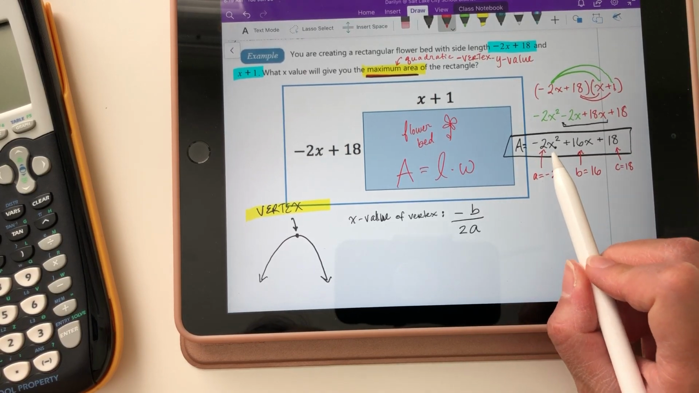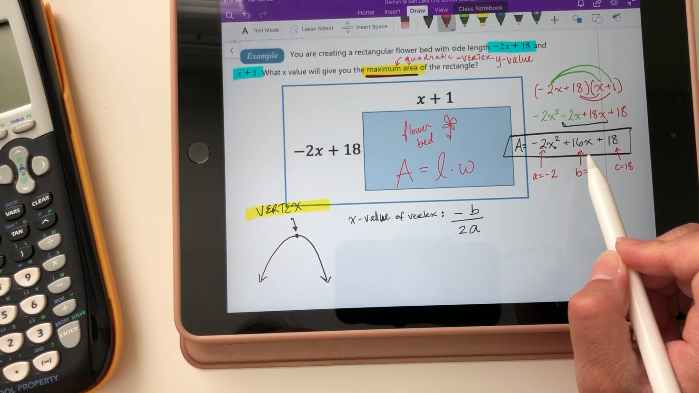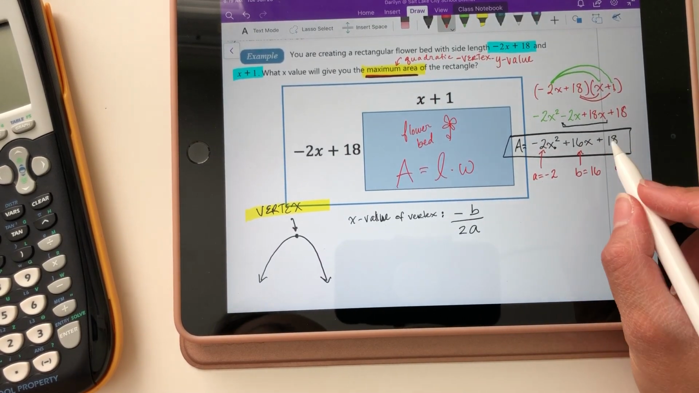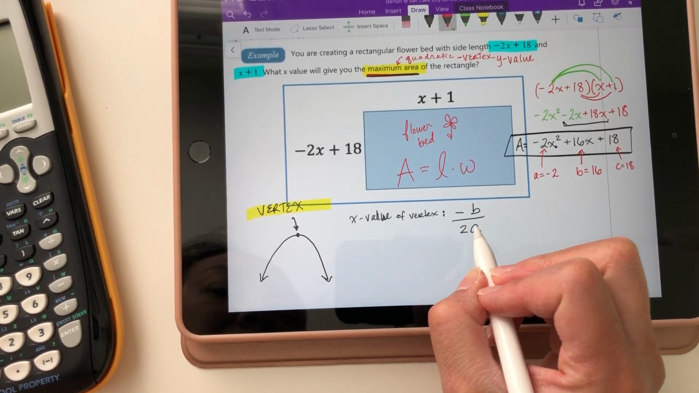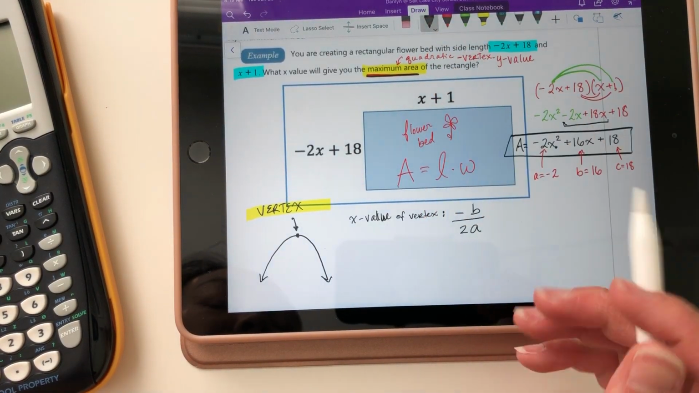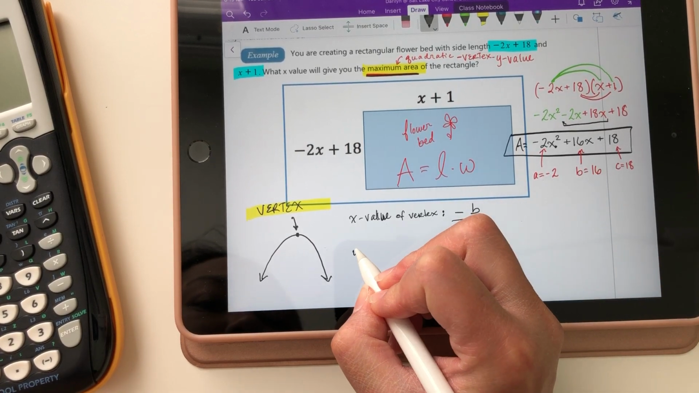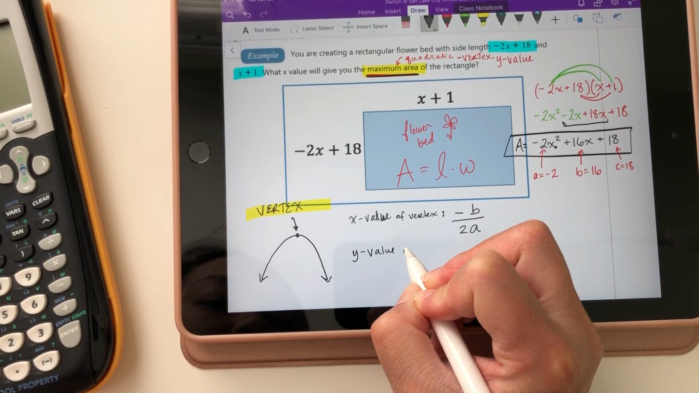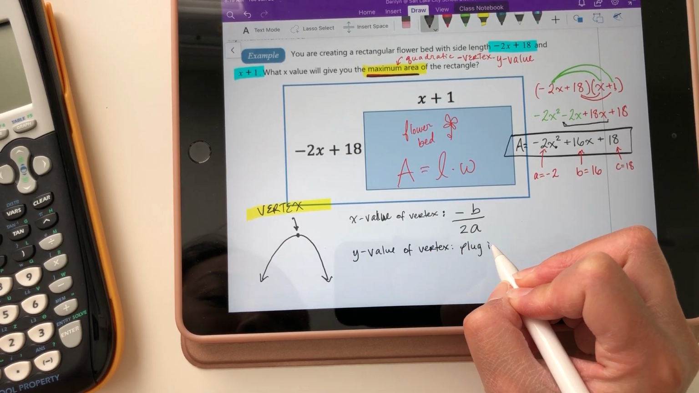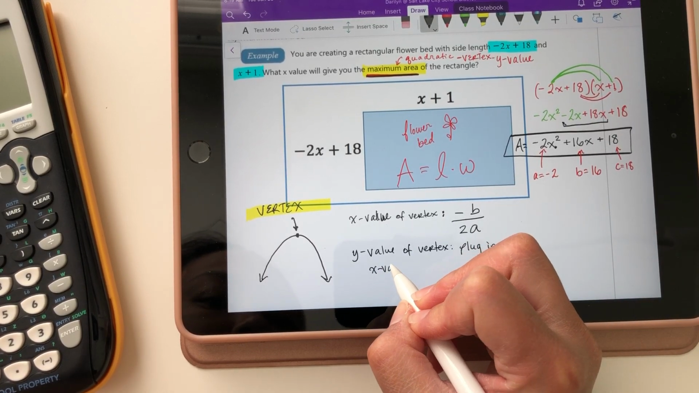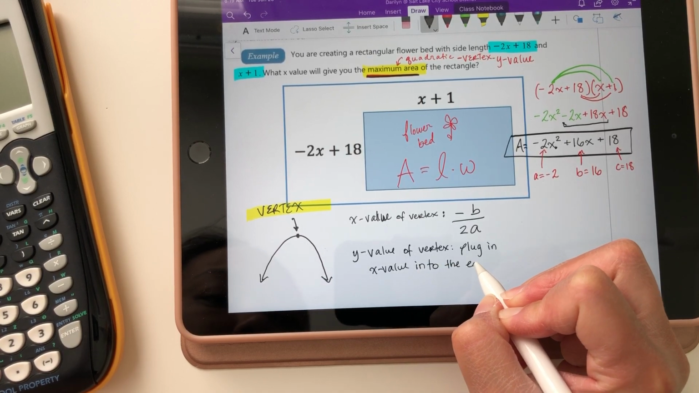So once again, a is always the number in front of the x squared. So even if these terms were out of order, a would always be in front of x squared. B is always in front of x. C is always the one without a variable, with no x or anything, okay? So to find the x value of the vertex, you use negative b over 2a. And you're like, great, that's not what I need. I need the y value of the vertex. So once you find the x value, you can simply find the y value of the vertex by plugging the x value into the equation.